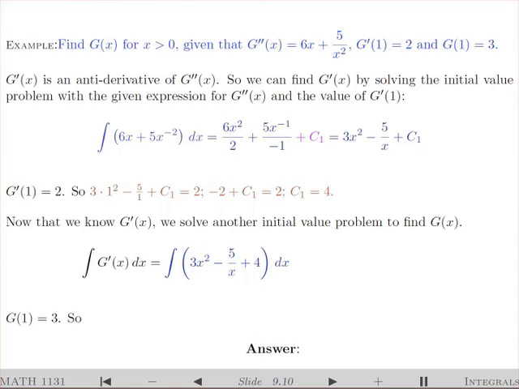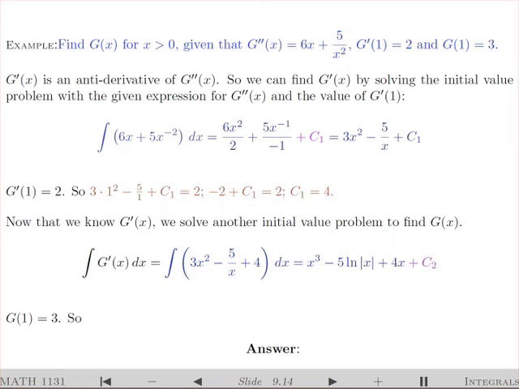And I have to do its antiderivative, because what we have is only g prime. An antiderivative for 3x squared will be 3x cubed over 3, or x cubed. For minus 5 over x, I can think of it as negative 5 times 1 over x. An antiderivative for 1 over x is basically ln of the absolute value of x. For 4, an antiderivative is 4x. And then I have a constant of integration, possibly different from last time.